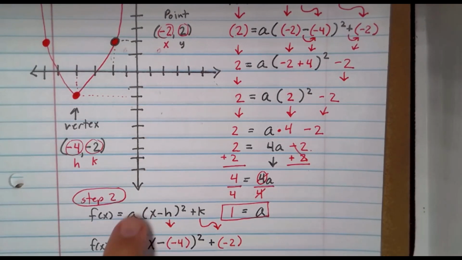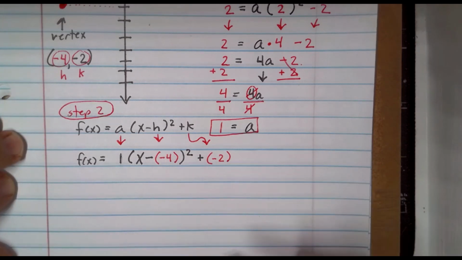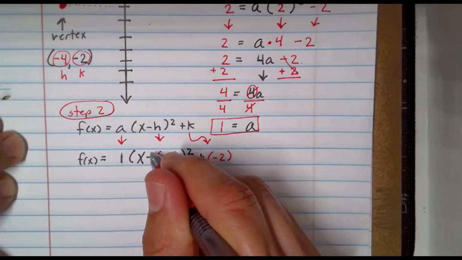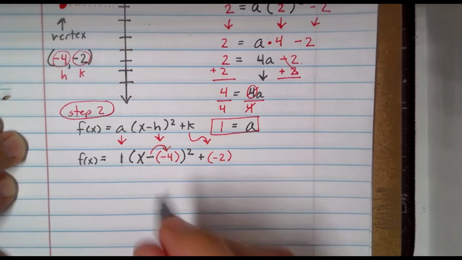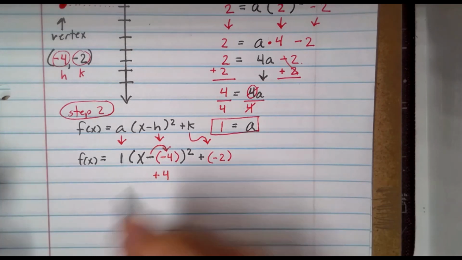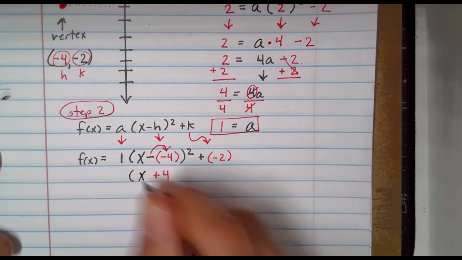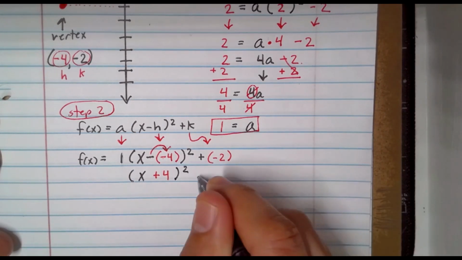So you can see that all I did was replace the a with a 1, the h with a negative 4, and the k with a negative 2. So I'm going to move this up just a little bit more. We're almost finished. Now we got some distributive property to do before we write our final answer. I do need to distribute this negative sign to this negative 4. And remember, a negative times a negative makes it a positive. So that becomes a positive 4. And then I'm just going to bring down my x and close it, bring down my square symbol.